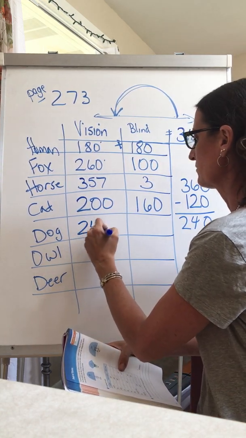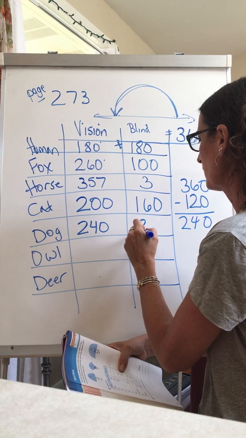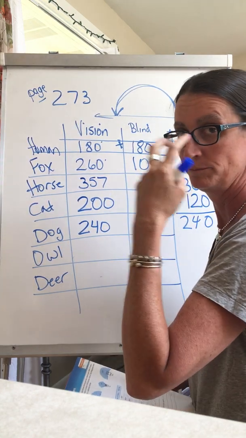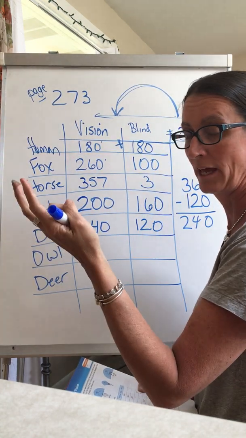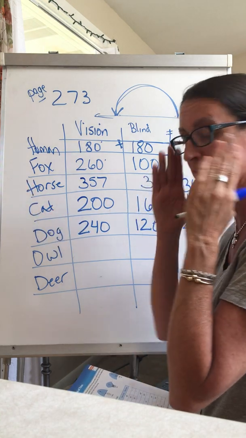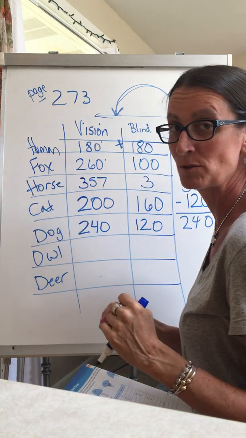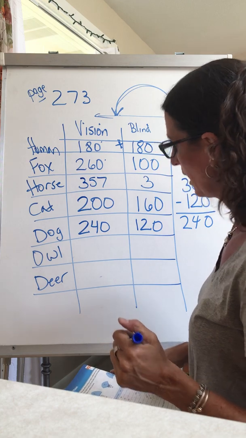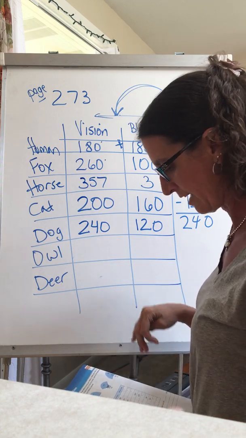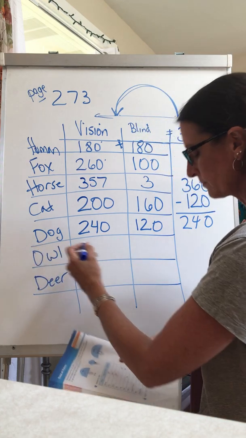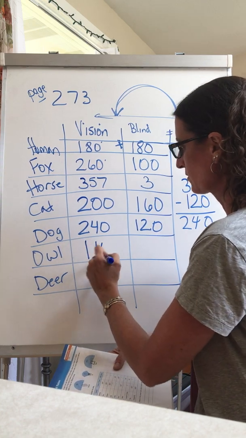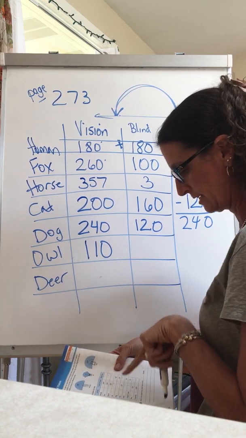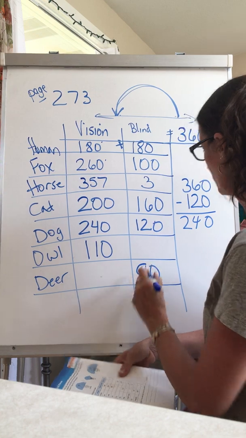And it's pretty interesting. If you look at the eye placement of all these different animals, you'll really notice the difference between animals that have their eyes right in the front or animals that have them a little bit more on the side, and that's the difference between predator and prey. So we'll do two more, owl and deer, and then you're going to have to finish the last ones on your own. So the owl is 110 degrees, and the deer is 90 degrees here.